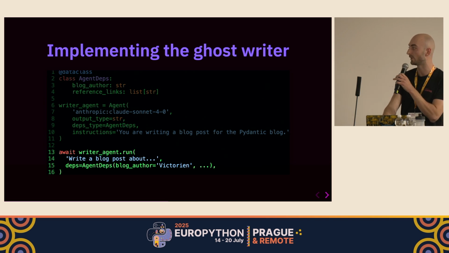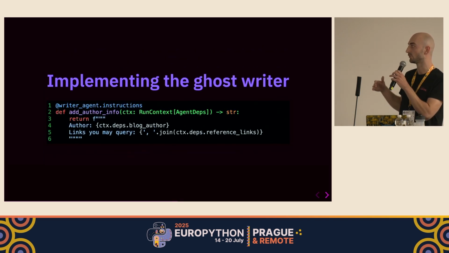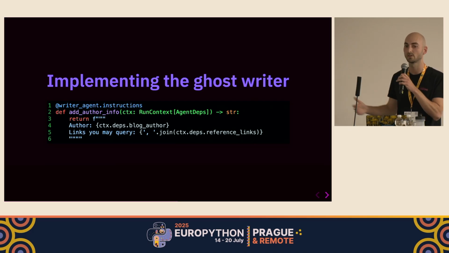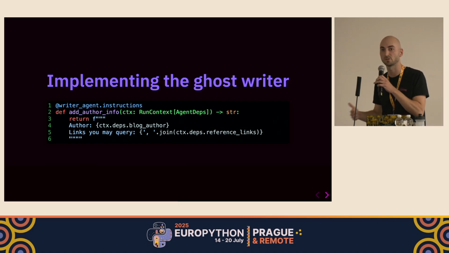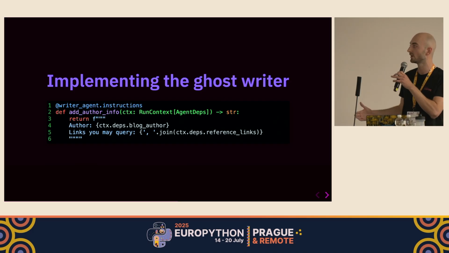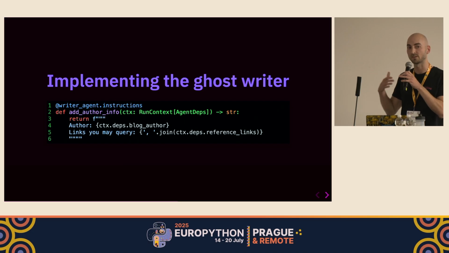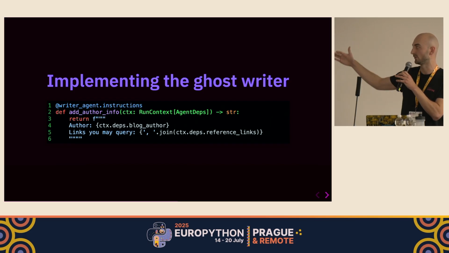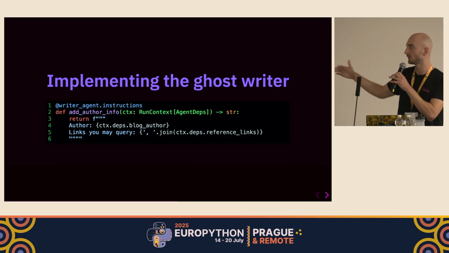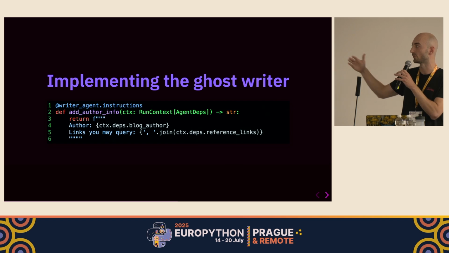And to have the LLM make use of the dependencies, we use what we call dynamic instructions. Here you can see we're using a decorator pattern. It's actually something that is quite common in Pydantic AI. We're trying to reuse existing concepts in Python so that you don't get lost. And more generally, we really try to have the same feeling when you're using Pydantic with Pydantic AI, with the same concepts, same APIs, the same type safety. So in this case, the instructions are going to use the dependencies to provide additional information, such as the author and links you may query.